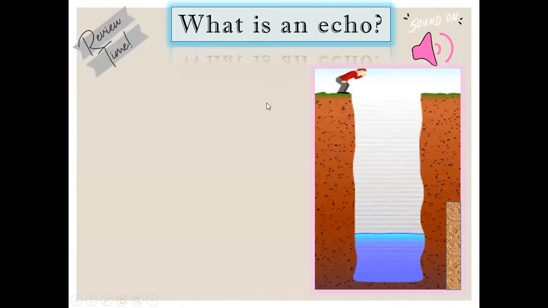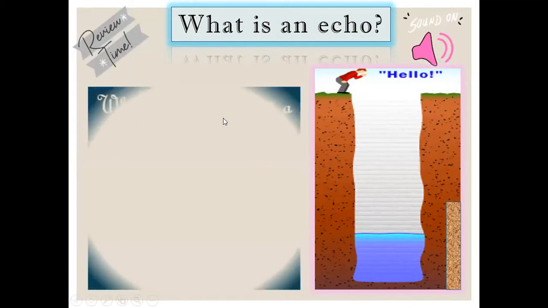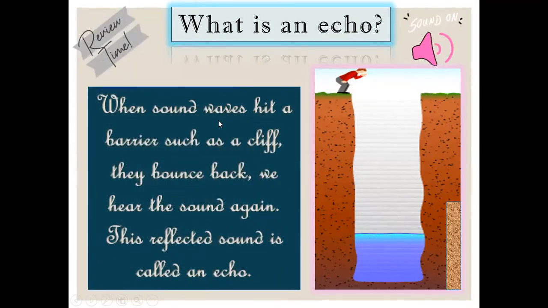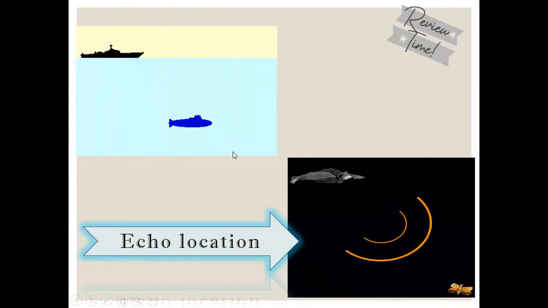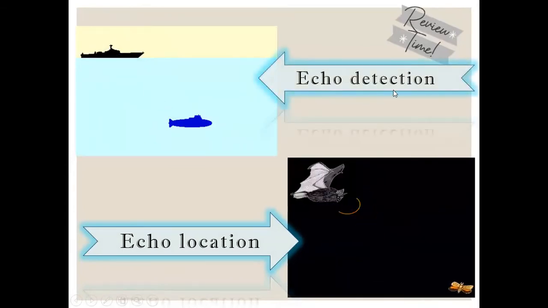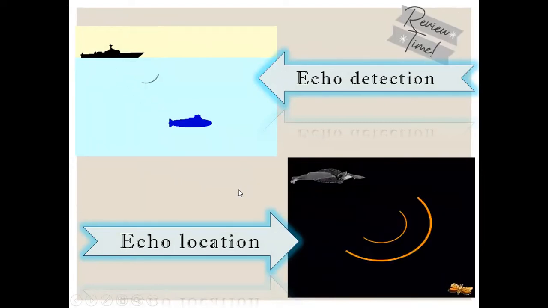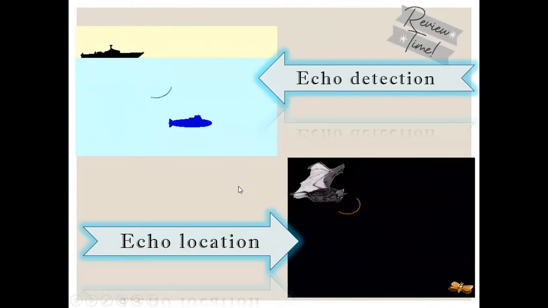Now we come to what is an echo, students. An echo is the reflected sound that we hear when sound hits a barrier, a cliff, or a confined place. We hear the voice again and again. That reflected sound is called an echo. Now, what is echo detection or echolocation, students? Echo detection can detect shoals of fish, submarines, and wrecked ships down in the seabed. We can also use echo detection to make maps of the seabed. Bats use echolocation to find their way.